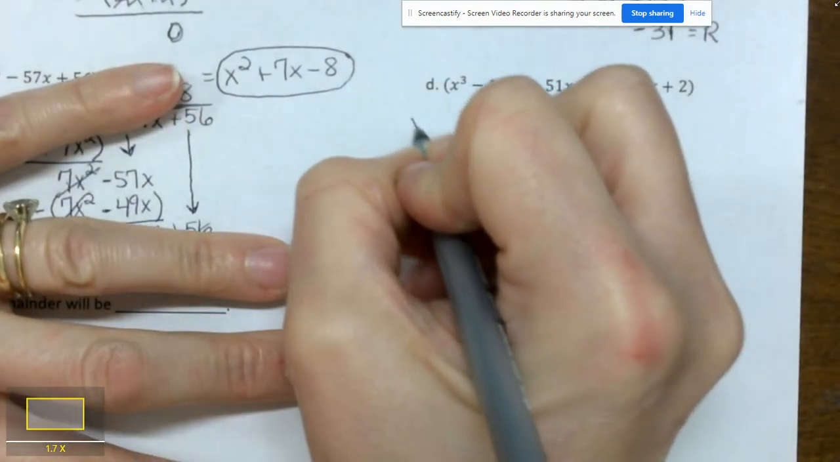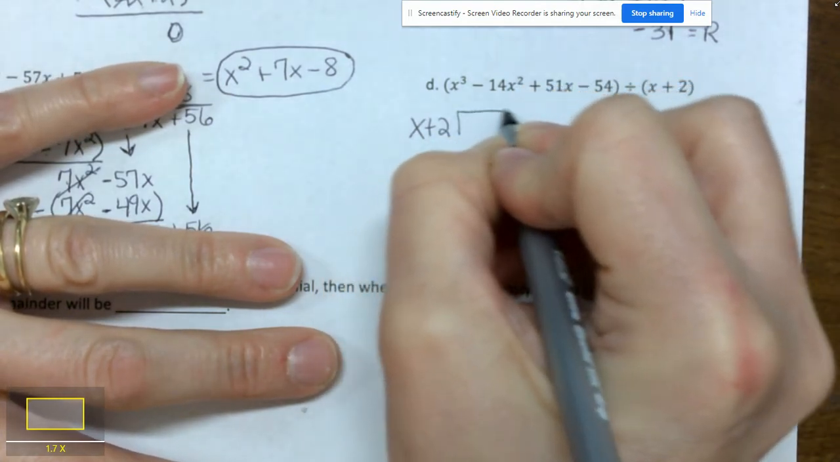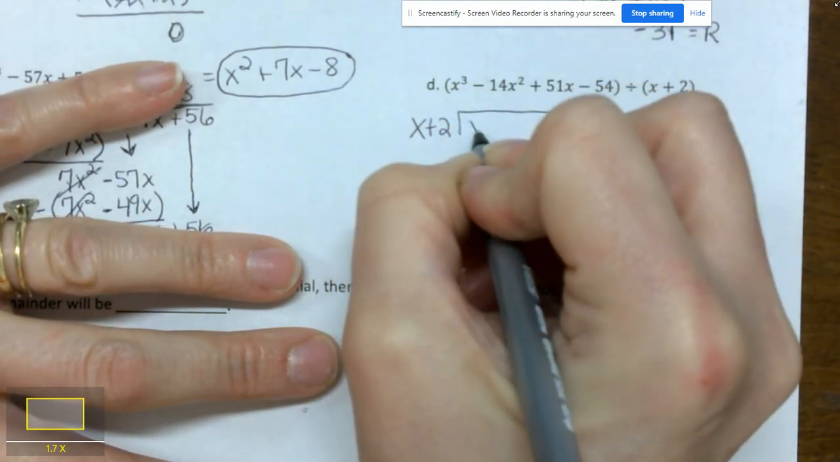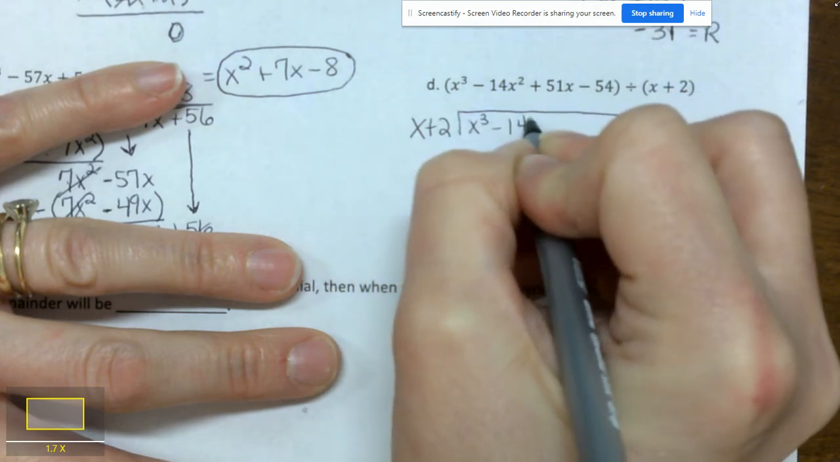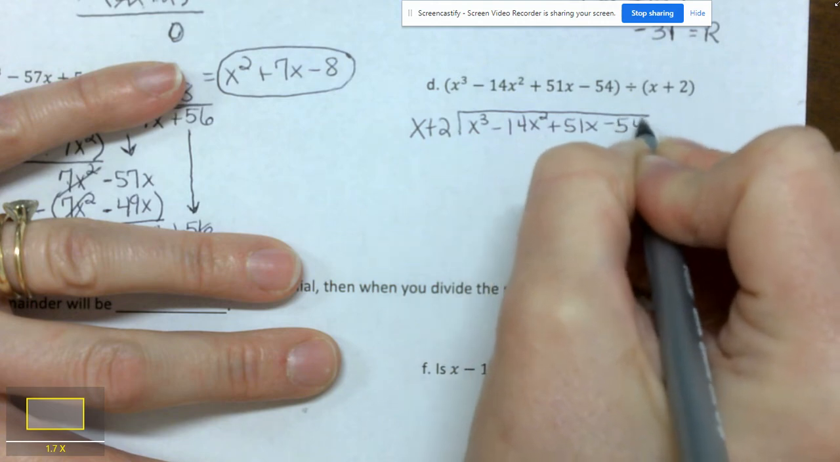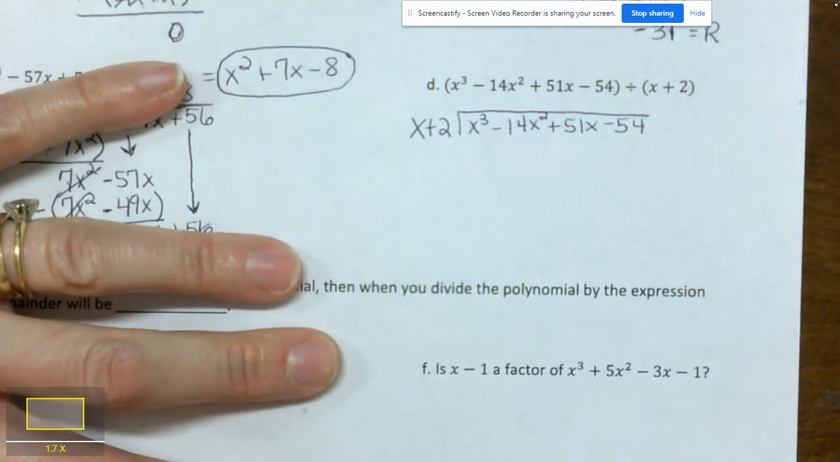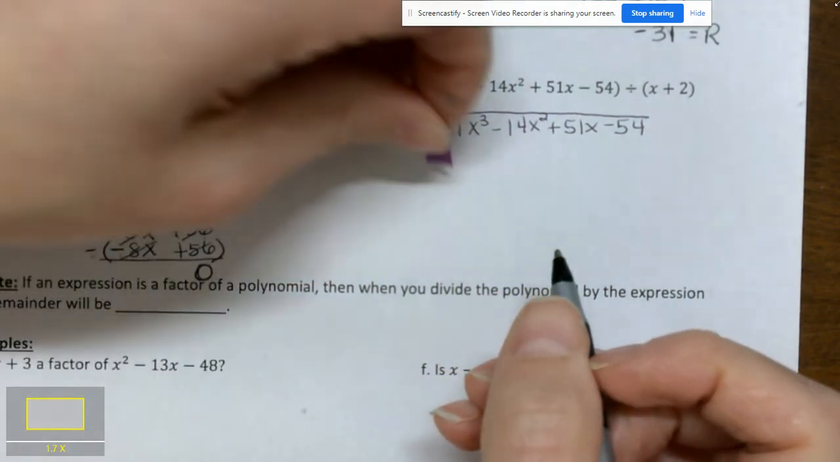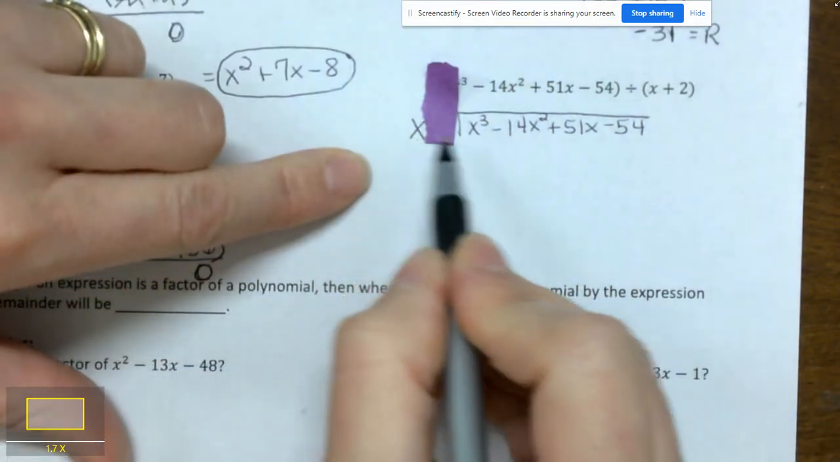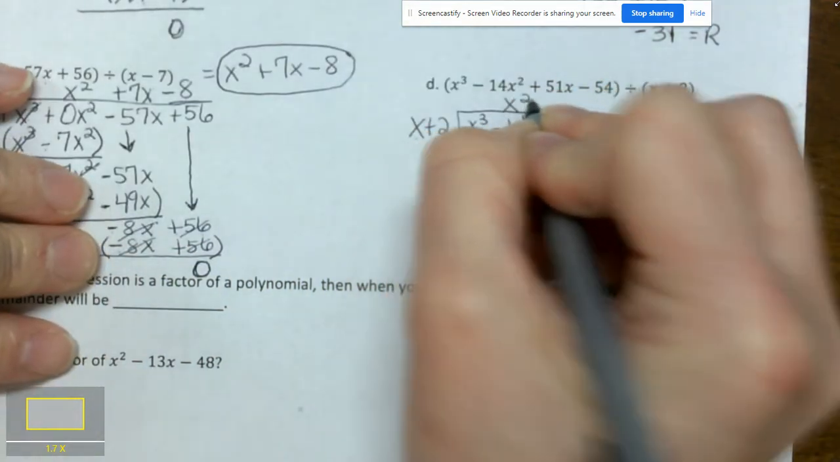Okay, so you should have written the x plus 2 here, and then underneath here, all of this. X cubed minus 14x squared plus 51x minus 54. And you have all of the exponents, 3, 2, 1, and your constant. All right, I'm going to cover up that plus 2. X times what is x cubed? That would be x squared.